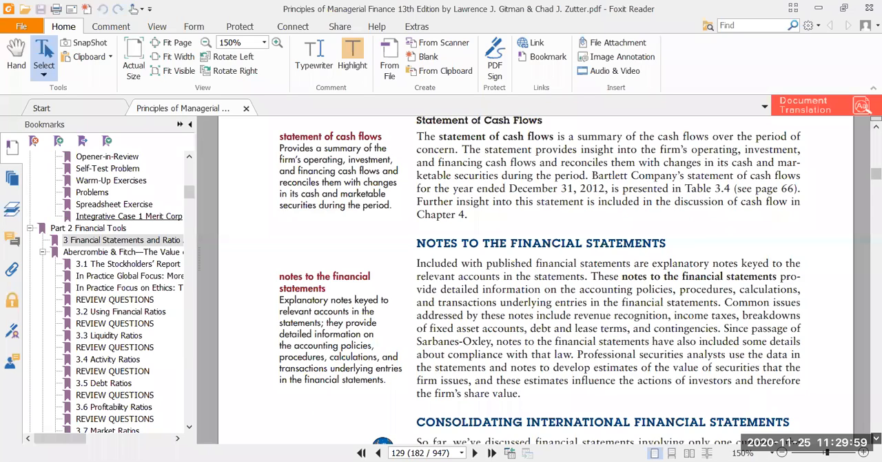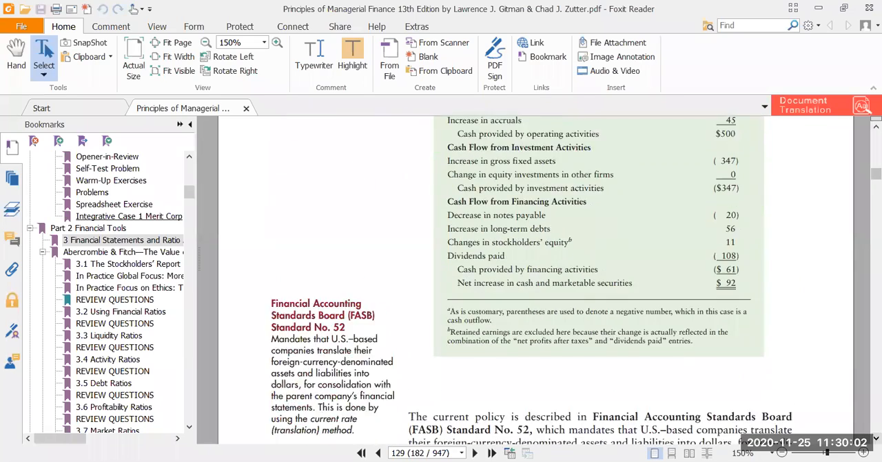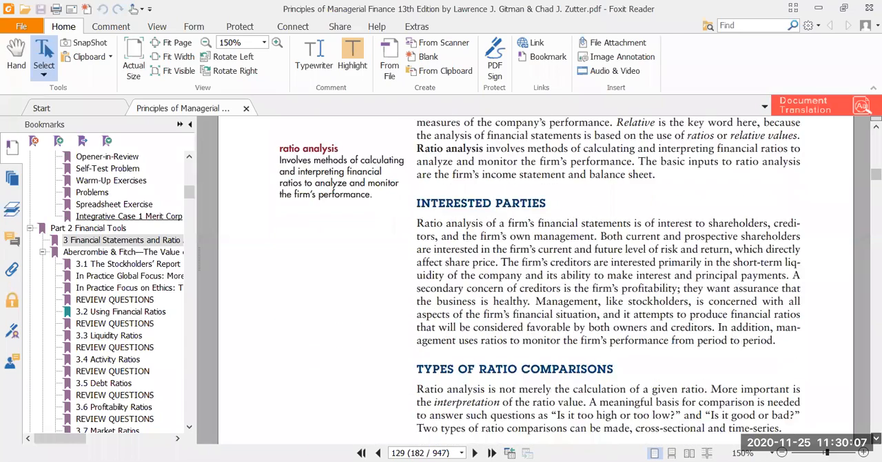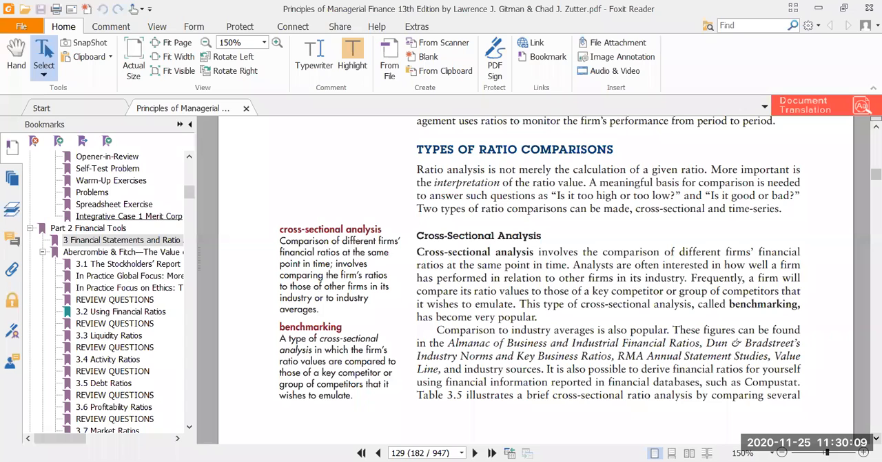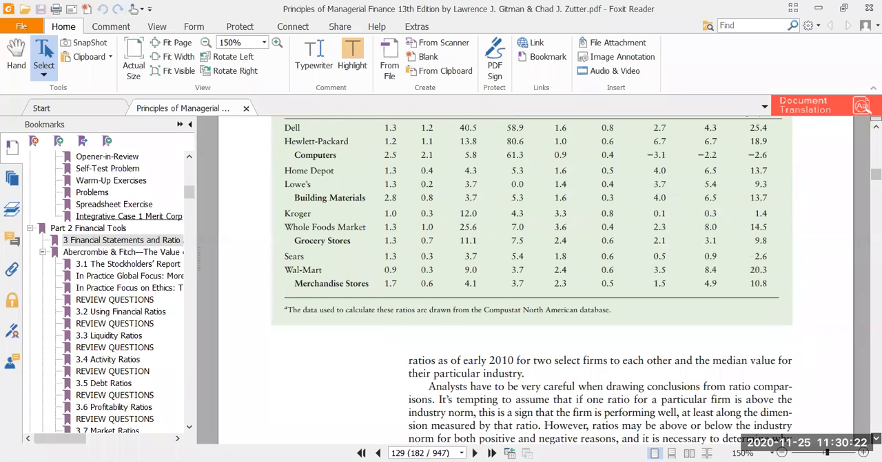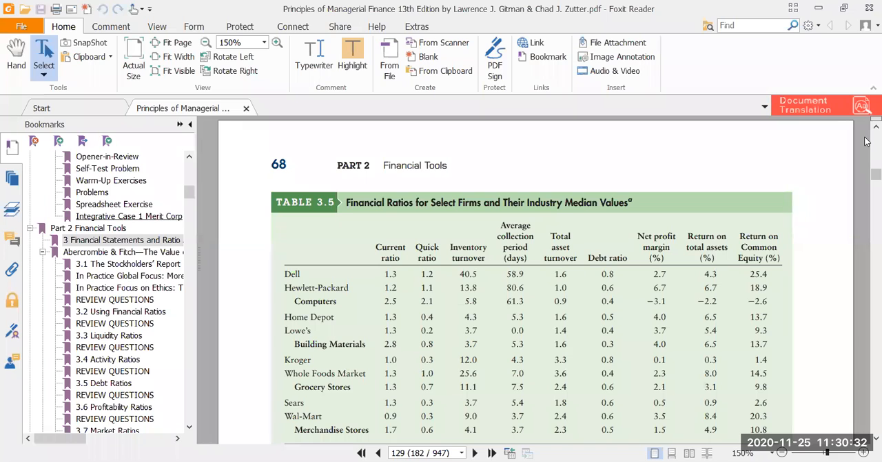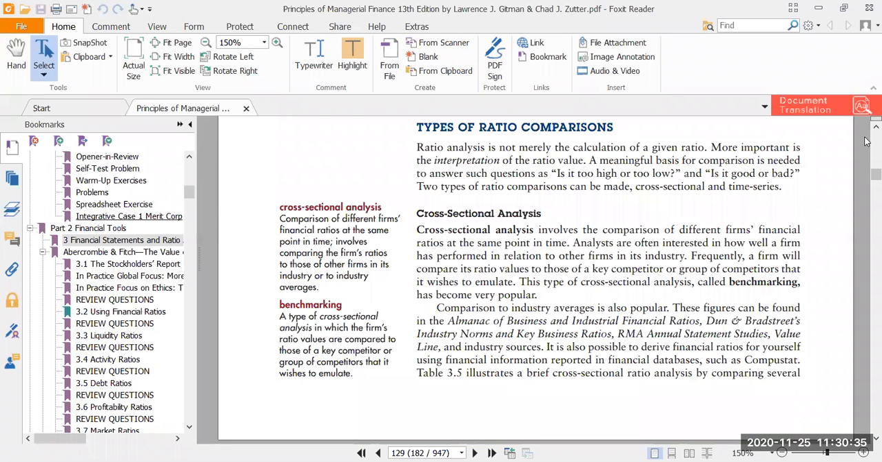Let's go further with our financial ratios. There are different types of ratio comparisons available. We do the cross-sectional analysis, we do the benchmarking, and then we go for the time series analysis. These are the three types of analysis available. So first we will talk about the cross-sectional analysis.